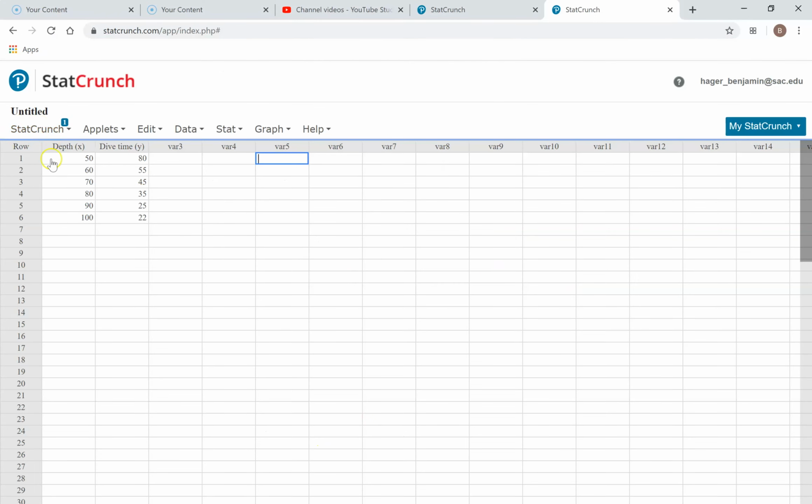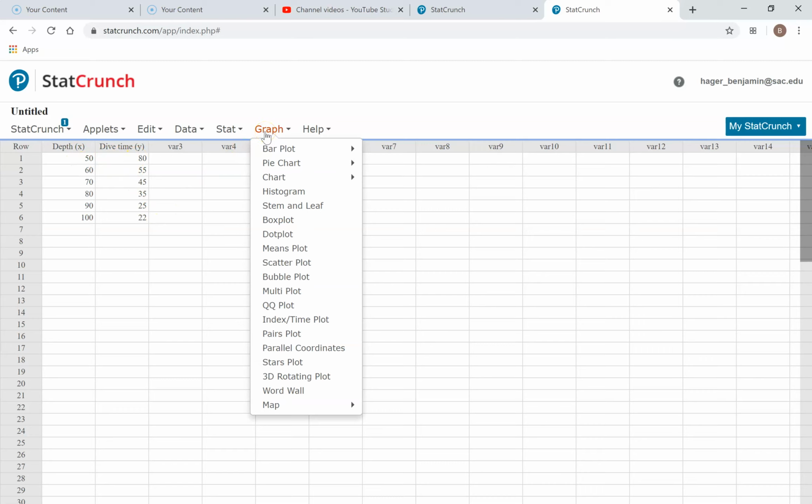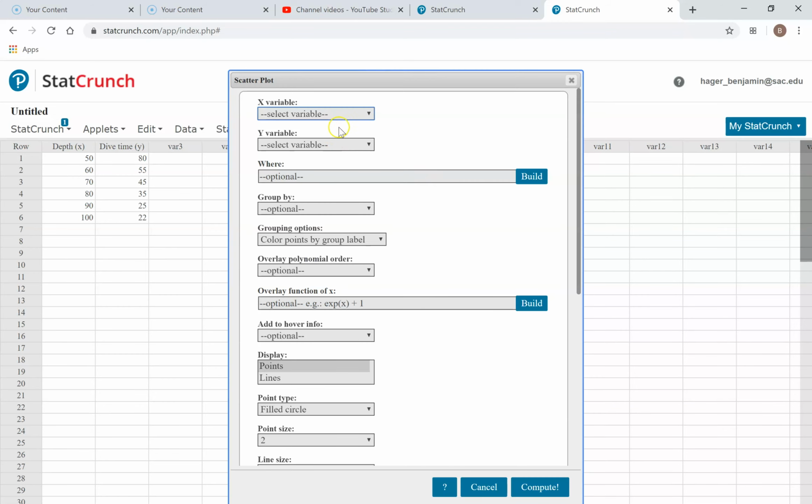So what I put: the depths, and I put the dive times, and again, I didn't mix them up. Make sure each depth goes with each correct dive time, okay? So I'll do two things. I'll go ahead and, you know what? Let's just graph them real quick.